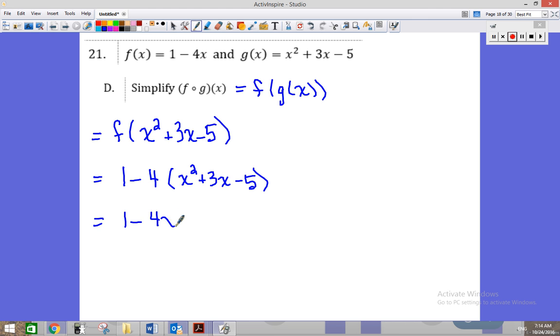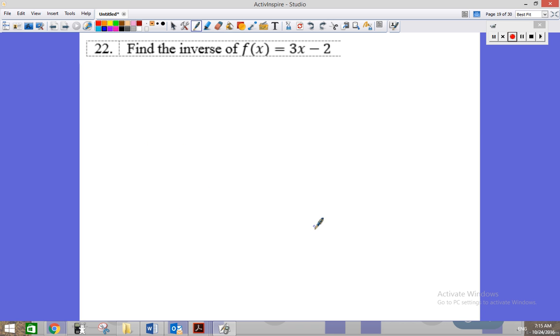If we distribute, we have 1 minus 4x squared minus 12x plus 20, which is negative 4x squared minus 12x plus 21. If I haven't made any silly mistakes, that's my answer for D. Let's stop there, and I'll do this on the next video.